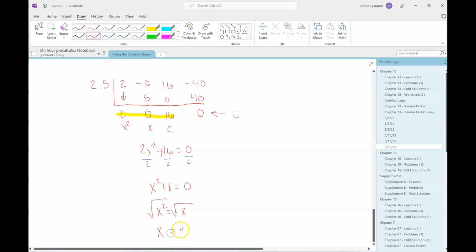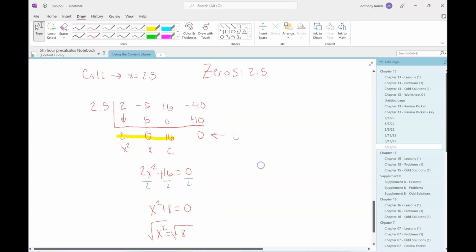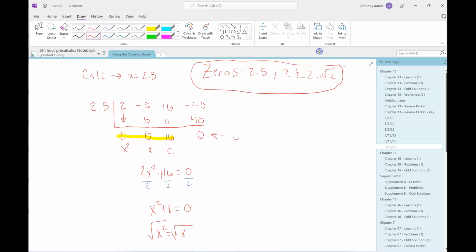So I have x equals plus or minus, from square rooting both sides, and i from the negative under the radical. And then I noticed that the square root of 8 is the square root of 4 times the square root of 2. So that's all going to simplify down to plus or minus 2i root 2. And we're done.